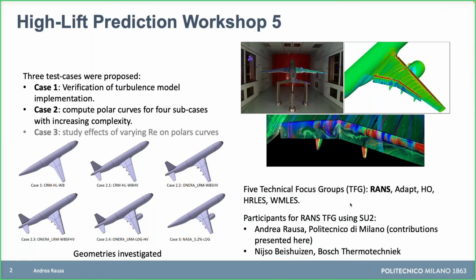So there are 5 technical focus groups: RANS, adaptive grids, higher order, which is FEM simulations, hybrid RANS-LES simulations, so the delayed detached eddy simulations and so on, and then wall-modeled LES. For each of those, grids are provided. So the grids for RANS are different from the grids for wall-modeled LES and so on.